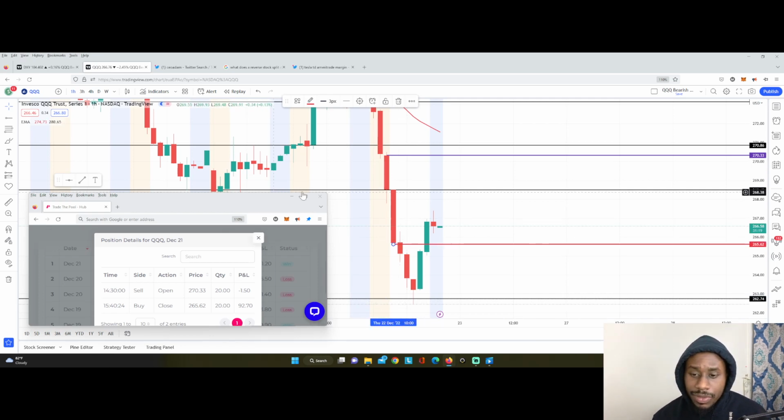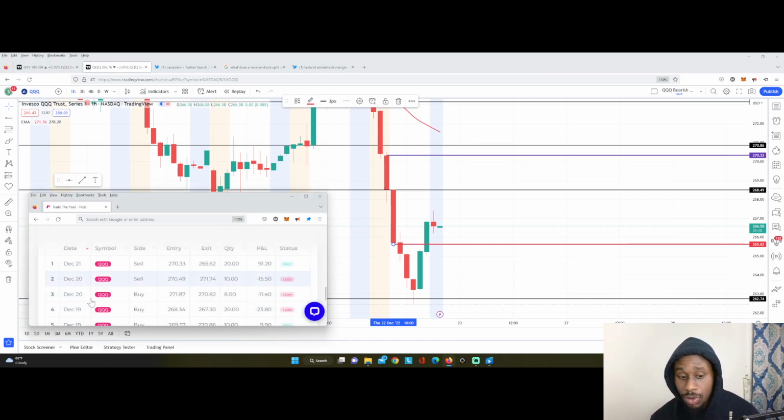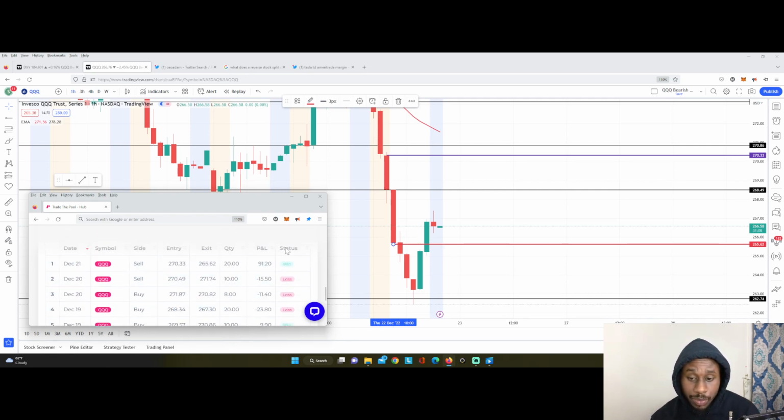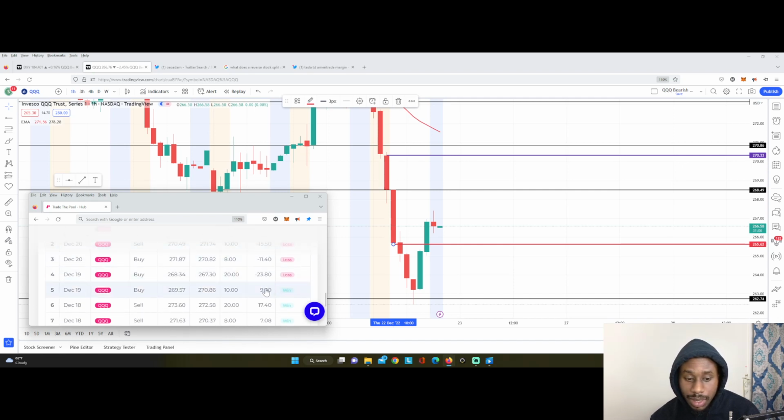So after that, you see I draw a support line here. That was the only trade I made today, just one trade. As you can see, that clears up basically all the losses for the week. So I'm in profit for this week. This is a green week for me.